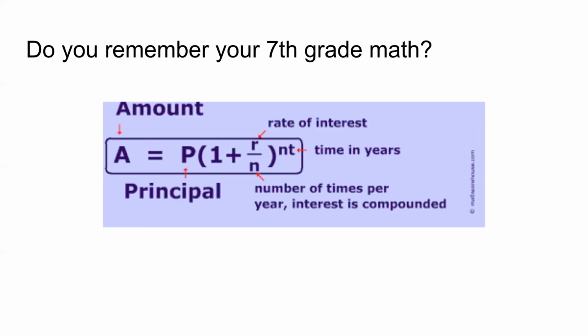Now, if you look at the formula, A is the final amount and P is the initial amount, and 1 plus R, forget the N, let's keep N as 1 for now, the whole power T. So in the paper example, what was P?